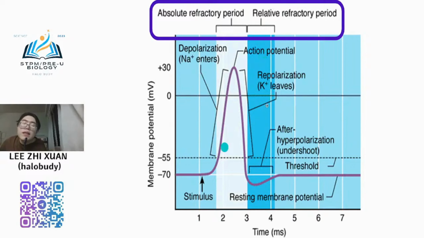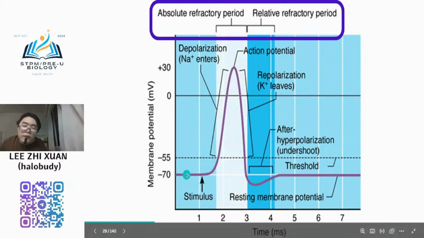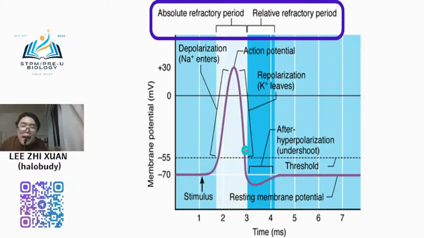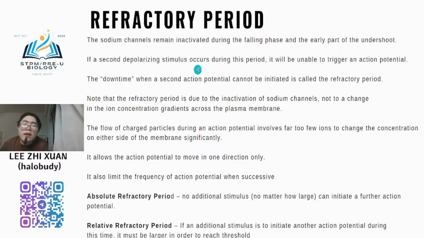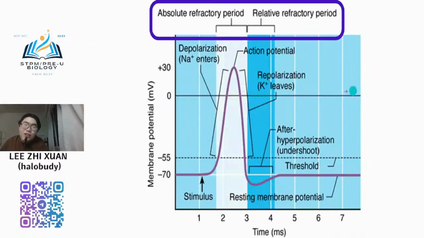If not, during the rising state, repolarization or the undershoot, if another stimulus occurs at the same time, then no action potential will be triggered again. It will not go up again. This is one of the functions of the refractory period. The downtime when a second action potential cannot be initiated is called the refractory period. This period is the safety zone to prevent the stimulus from triggering too frequently.